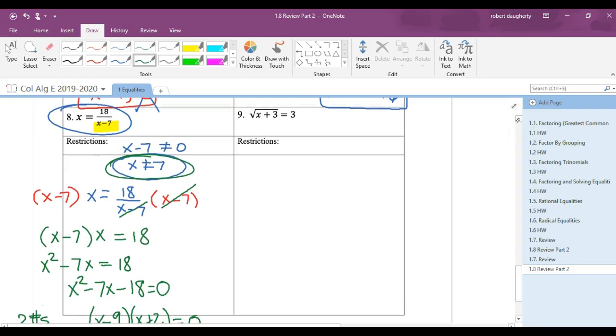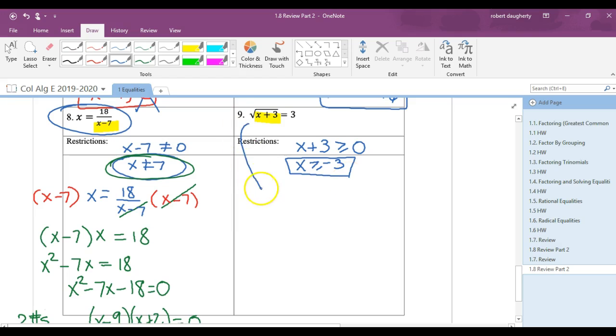And the last one, we have a radical expression. So with the radical, remember, we cannot take the square root of a negative number. So x plus 3 cannot be negative. The way we write cannot be negative in concise math language is greater than or equal to 0. If this is true, then x has to be greater than or equal to negative 3. So that is my restriction.